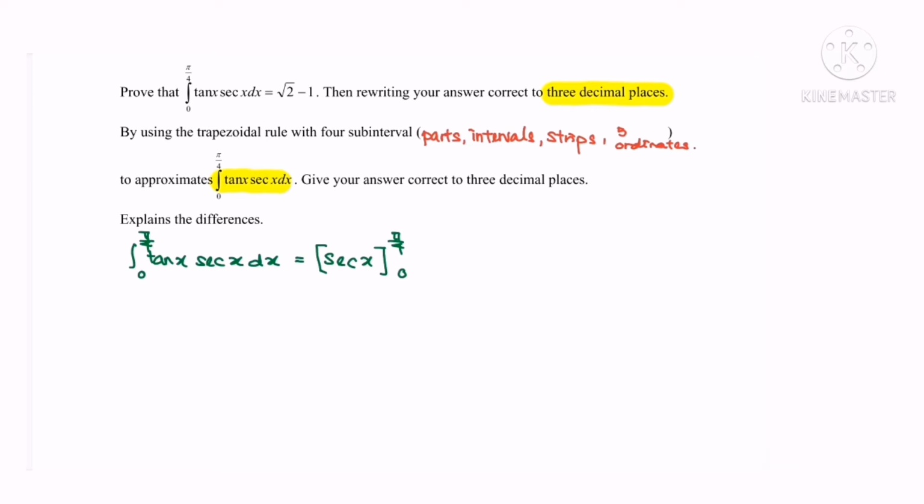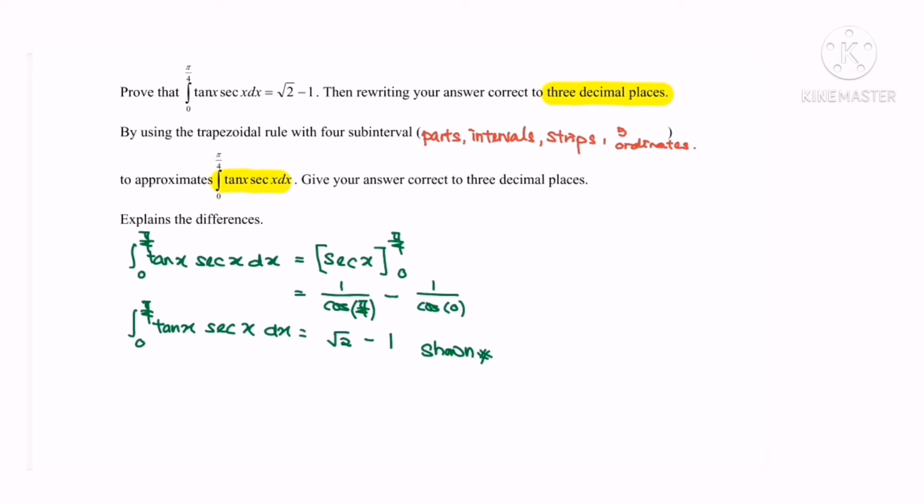Next, what we have to do is to substitute, where we know that secant x is equal to 1 over cos x, where we have pi over 4, minus 1 over cos x at 0. So from here, 1 over cos pi over 4 gives us square root of 2, minus, if we substitute 0 into cos x, we will have 1. So the integral of tangent x secant x with respect to x for the limit 0 until pi over 4, we will obtain square root of 2 minus 1. So we have already shown the situation.